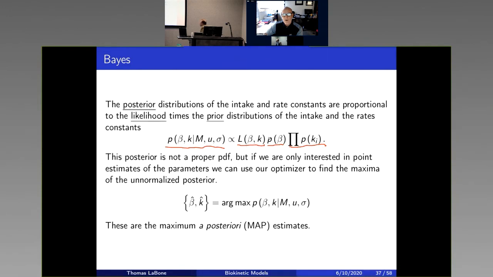And what we're going to do is incorporate our prior knowledge, the information we had about the intake and the rate constants before we looked at this data. And again, this is not a proper PDF, but if we're only interested in point estimates of these parameters, we can use our optimizer that we used before, which is the program that finds the maxima of this six-dimensional log normal distribution. These are called maximum a posteriori, or MAP, estimates. So what I wanted to do is come up with some prior distributions and calculate the MAP estimates and see how they work out.